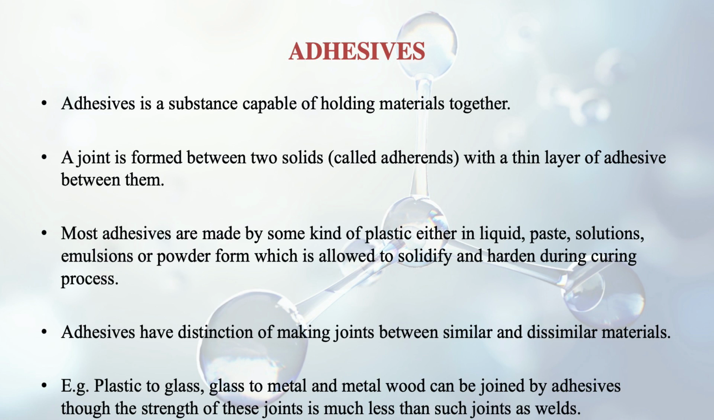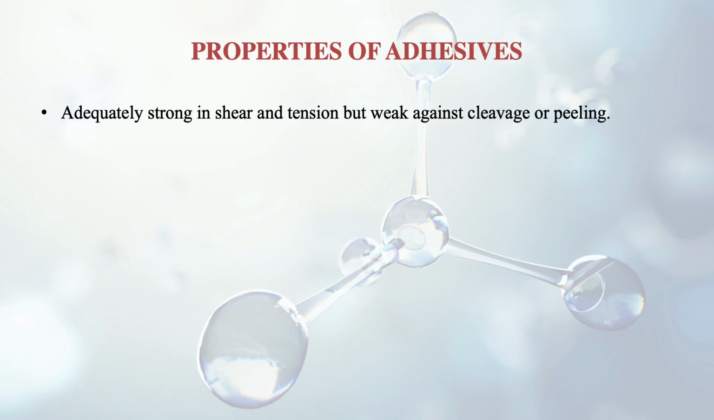So what are the properties of adhesives? They are quite strong in shear and tension, but they are weak against cleavage or peeling. So peeling is also a process. I will show you with a figure also, like you are removing a certain layer from a substance. That is not good for this adhesive. Otherwise, in shear and tension they have reasonable strength.